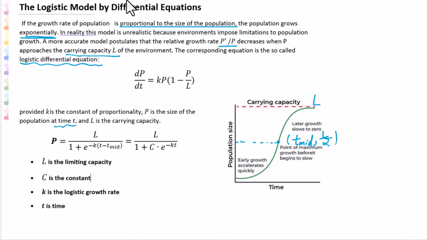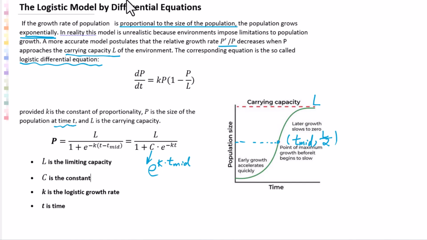We can write this as L over 1 plus c times e to the power of negative kt, where c is a constant, which basically means e to the power of k times t mid. L is the limiting capacity. k is the logistic growth rate.